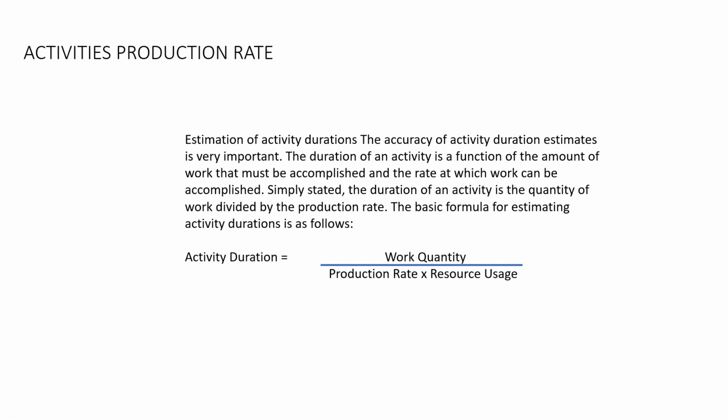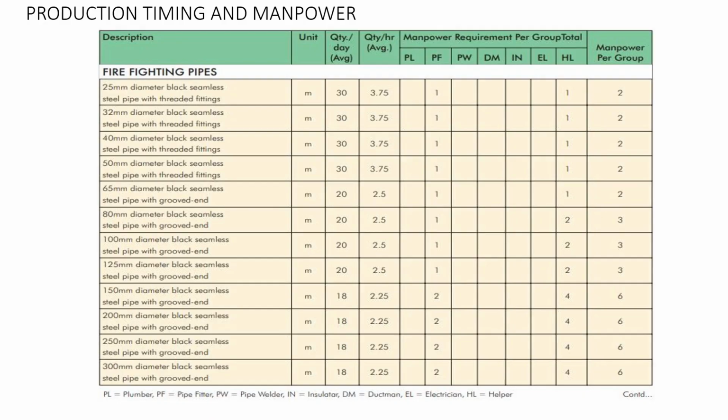So let's look at how many manpowers we need for each mechanical related activities. Here, in the first slide, we have given firefighting pipes. Okay, we start with the dimension of 25 mm diameter black steel seamless pipe. Okay, for this pipe, units has been given quantity per day average, then quantity per hour average, then manpower requirement per group in total, then manpower per group.